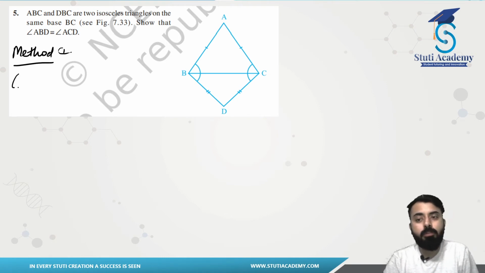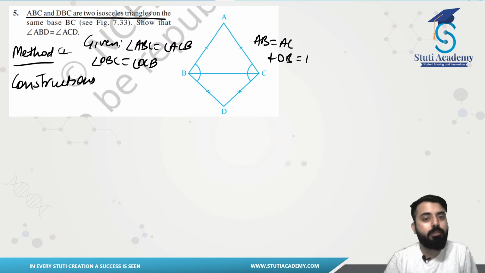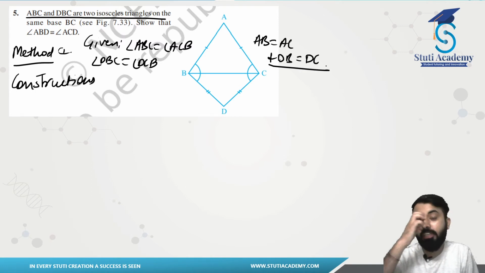So for this, I'm going to do some constructions. In the given, you have to write each and everything that has been mentioned here. So you can write this on your own. ABC and DBC are two isosceles triangles. So I'm going to write it like this. Angle ABC is equal to angle ACB. Angle DBC is equal to angle DCB. Also, AB is equal to AC and DB is equal to DC. So these are the things that have been given to me.